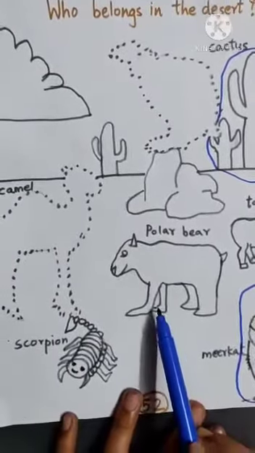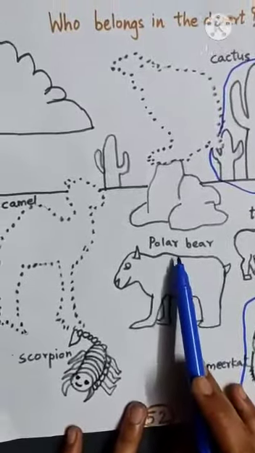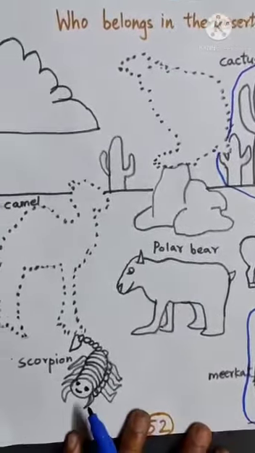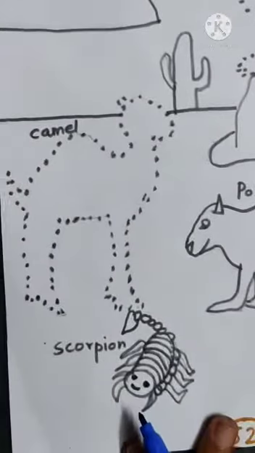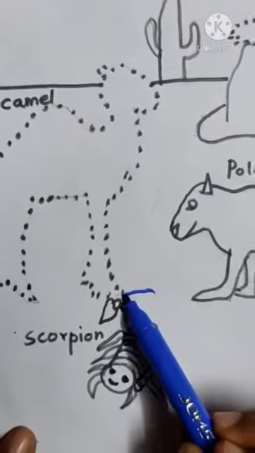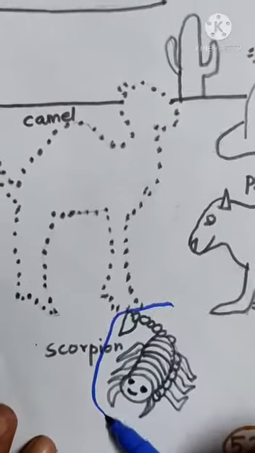Then we have polar bear. As the name suggests, it lives near the poles. So we are not going to circle it. Then we have scorpion. Scorpion lives in deserts. So we are going to circle it.